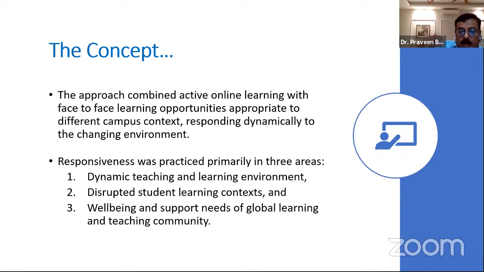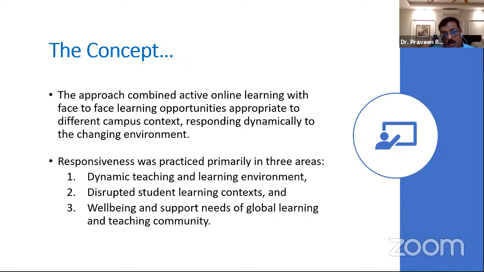I have mentioned that we have redesigned it, and we called it responsive blended learning, RBL. Okay, so the responsiveness was basically practiced in three areas. One is, as I have mentioned to you, the dynamic teaching and learning environment, then the disrupted student learning context, and the well-being and support needs of the global learning and teaching community.